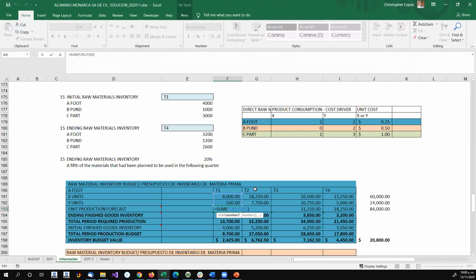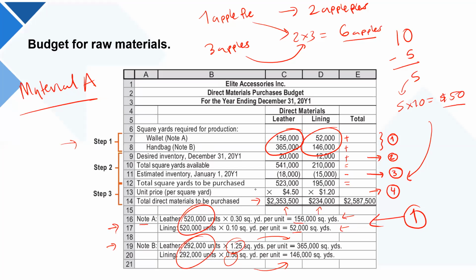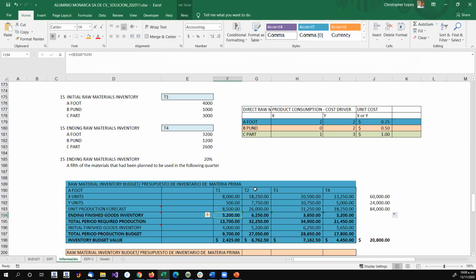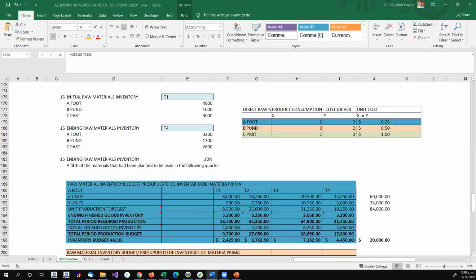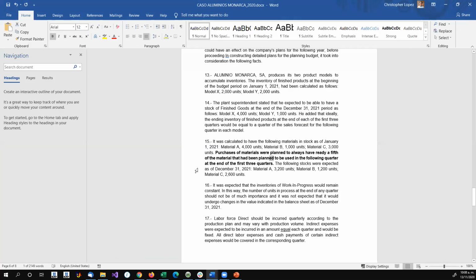So the next one is I need my ending finished goods inventory, which in this case is actually already a desired inventory because this is a yearly budget. But in this case, we actually have it on quarters. So I actually need the information for the quarter. And if you read in the case, it says that it is required, it's expected. What's the word it's using?